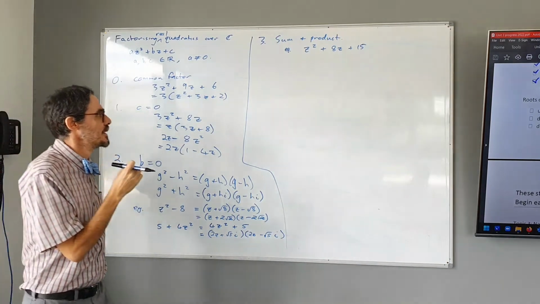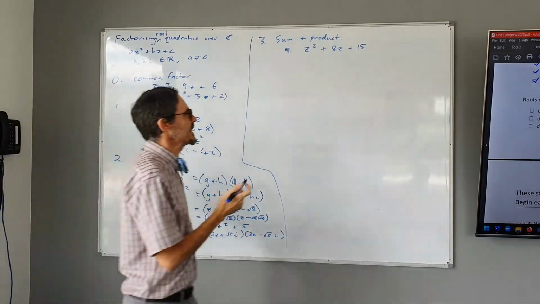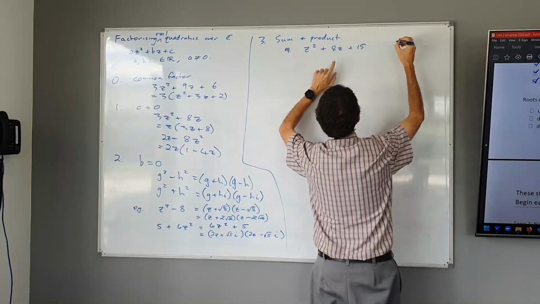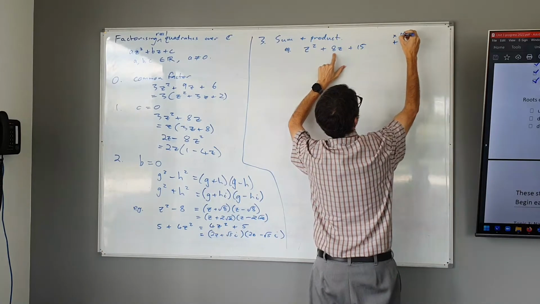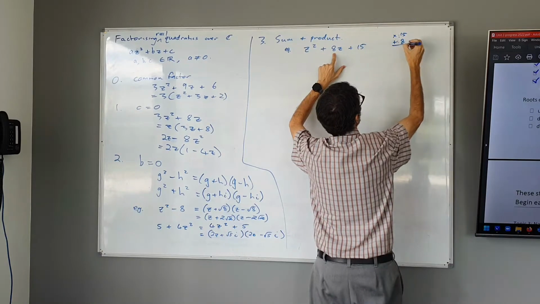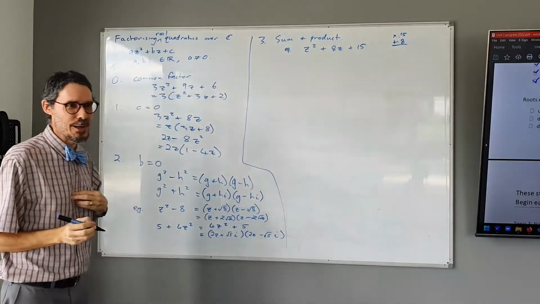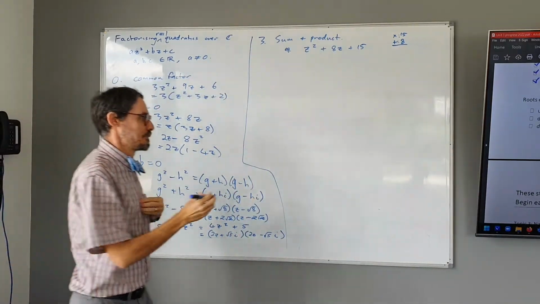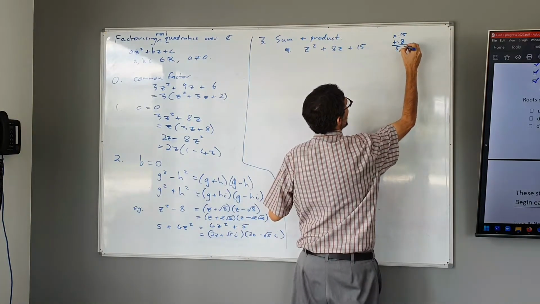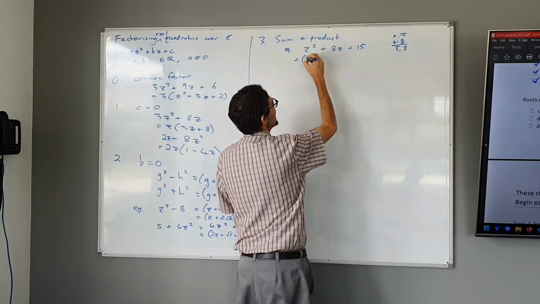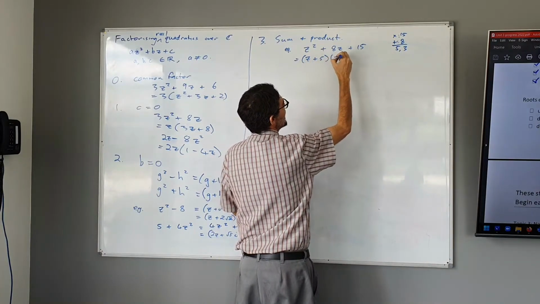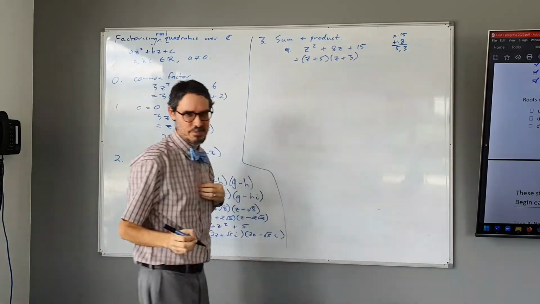Complete the square. You don't need to complete the square for this one. I need two numbers that add to 8 and multiply to 15. What two numbers add to 8 and multiply to 15? So this is just (z + 5)(z + 3).